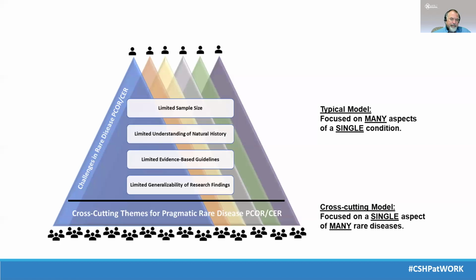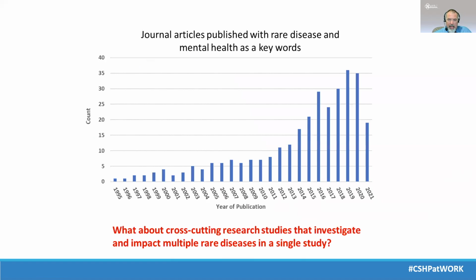So, what if we could find that cross-cutting type of question, one single aspect, but true across many rare diseases, and build a research project around that? And so that's what we tried to do. And there's some challenges in that. So first of all, we needed a model to test it out. How are we going to know if this is going to work?